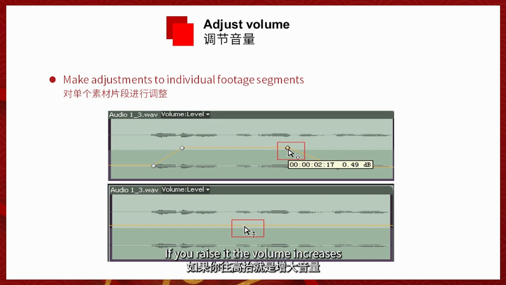If you raise it, the volume increases. If you lower it, the volume decreases. We can create a trapezoid shape like this. It represents a fade-in and fade-out effect, transitioning from low to high volume, and vice versa. Now let's see how to do this in the software.